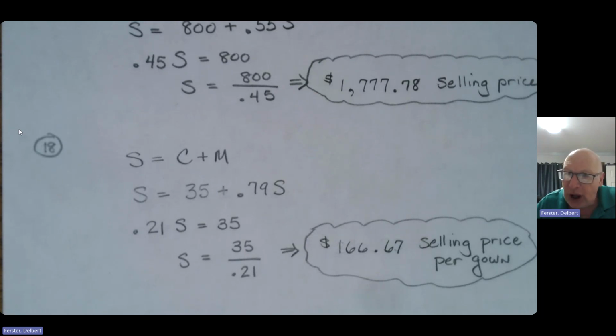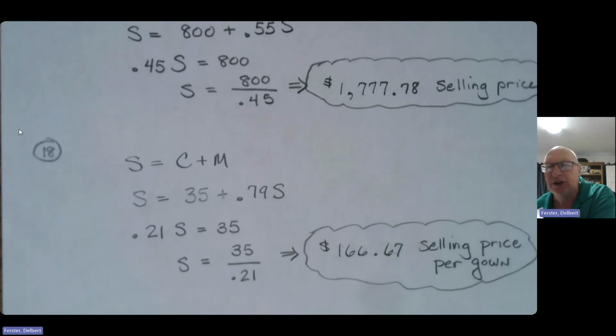As before, subtract 0.79s from both sides to cluster your S terms to the left side. Grab your calculator and divide both sides by 0.21, and you find out that the selling price per gown in Gabby's Gowns is $166.67. In this problem, I was fascinated by the fact that we bought 600 prom gowns and it really wasn't necessary to be used anywhere in the solution of the problem. So a little extraneous information just to mess your brain up. So don't get snagged by that. All right, problem 18 in the books, selling gowns at $166.67. Let's slide solutions and we'll get 19 in here.